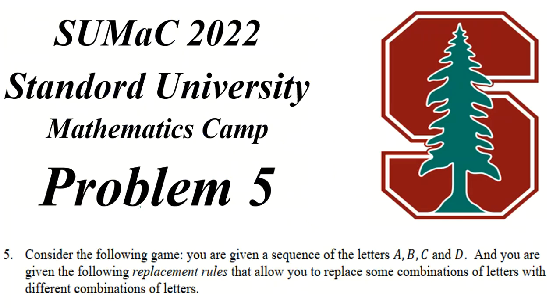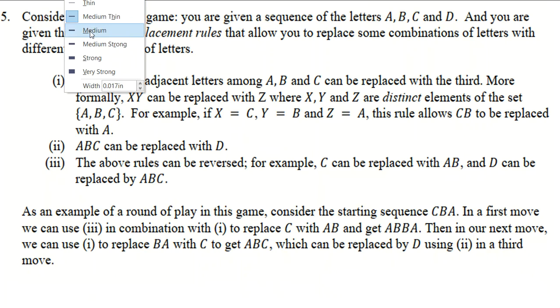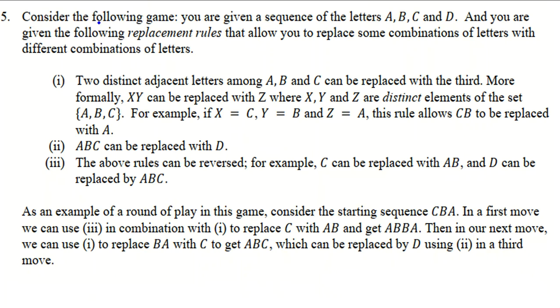Problem number 4 was that. Problem number 5. Consider the following game. Okay, let's read the problem completely. Here it says, consider the following game. You are given a sequence of the letters A, B, C, D, and you are given the following replacement rules that allow you to replace some combinations of letters with a different combination of letters. The first one: 2 distinct adjacent letters among A, B, and C can be replaced with the third.